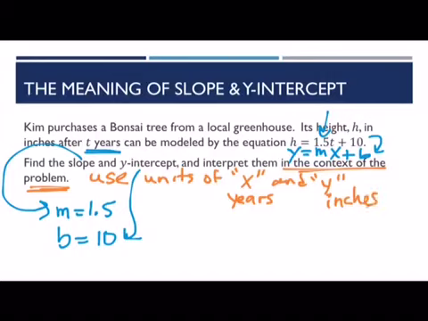So the slope would be a rate that compares the units for y to the units for x. So this 1.5 would be 1.5 inches per year. Well, what does that mean in the problem? This equation is describing the height of a tree after t years. So this is the rate at which the tree is growing in inches per year. If I wanted to write a sentence to explain this, I could just say that the tree grows 1.5 inches per year.